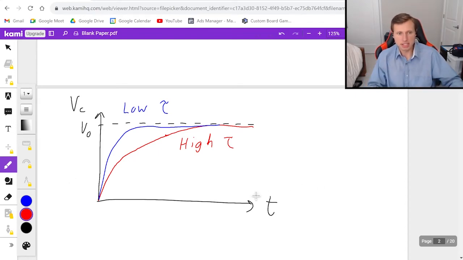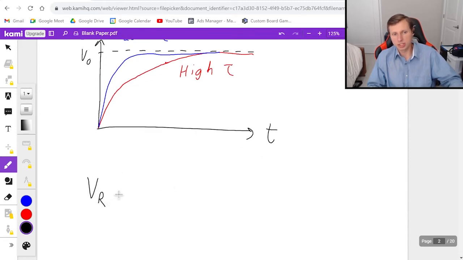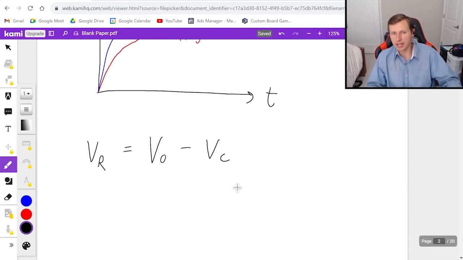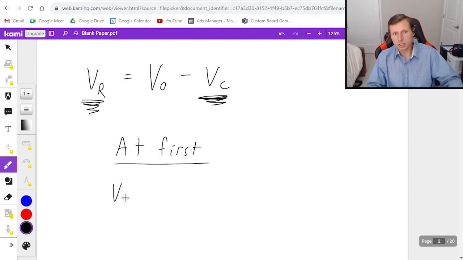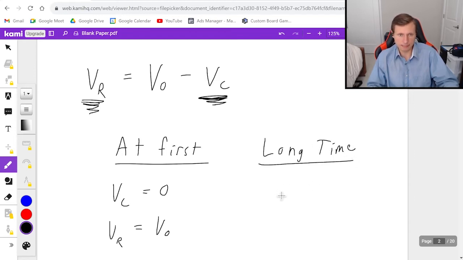And then one last thing I'll say about this is that we can also measure the voltage in the resistor. The voltage in the resistor is just going to be the voltage in the battery minus whatever the voltage in the capacitor is. And obviously, since this value is changing constantly, that means the resistor value is changing constantly. As a matter of fact, at first, the voltage in the capacitor is zero, which means all the voltage is in the resistor. But after a long time, like we said, the capacitor becomes fully charged to V0, and the voltage in the resistor is zero. And that has to do with the fact that we're not getting any more current anymore. So that's basically everything you need to know for the charging scenario.